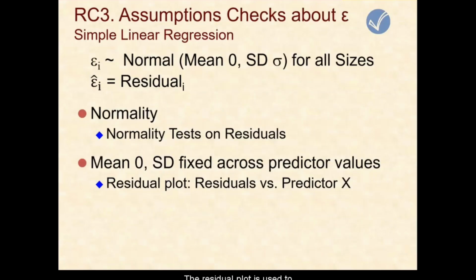The residual plot is used to check the second part of our assumptions about the epsilon, that they have a mean of 0 and a standard deviation sigma that is the same across all of our possible predictor x values. To explore residual plots further, let's look at a couple examples where the residual plot indicates a problem.